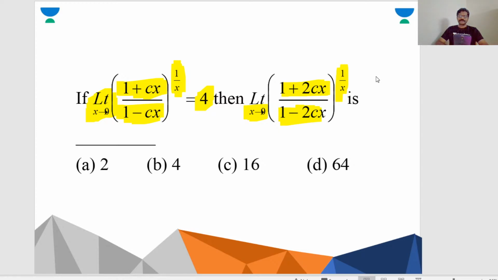Now it's fine, right? Yeah, try this problem. If limit x tends to 0, (1 plus cx by 1 minus cx) power 1 by x is 4, then limit x tends to 0, (1 plus 2cx by 1 minus 2cx) power 1 by x is?